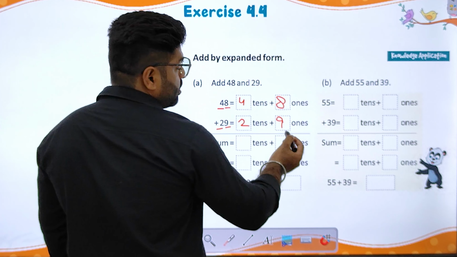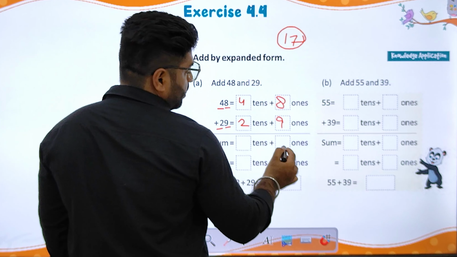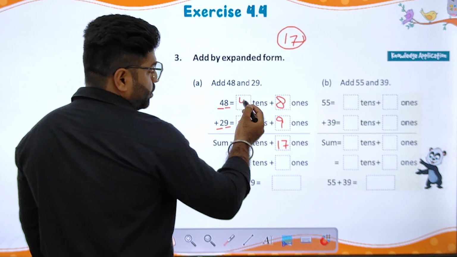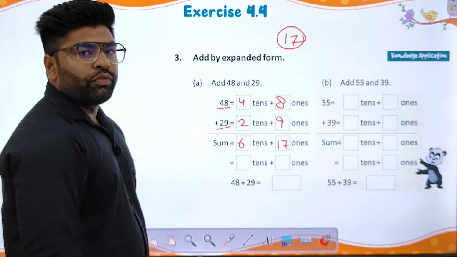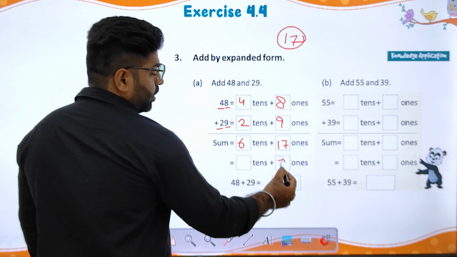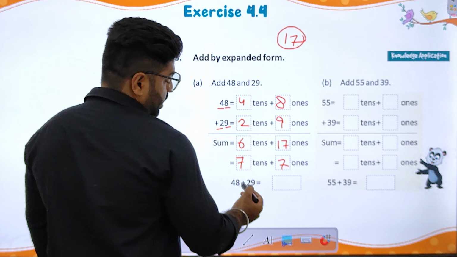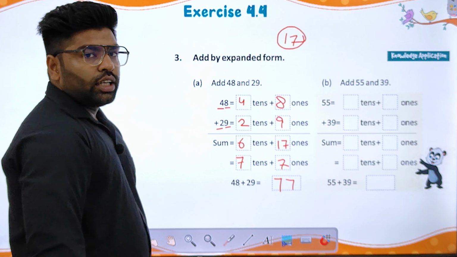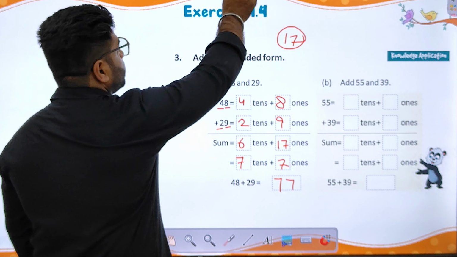So if we add the ones, 8 plus 9 is 17. So here we are having 17 ones. And if we add these tens, we are having 6 tens. So we know 10 ones is equal to 1 ten. So here we are having 7 ones and 6 plus 1, 7 tens. So the answer is 77. Clear? And this is the simple form in which we are going to add.